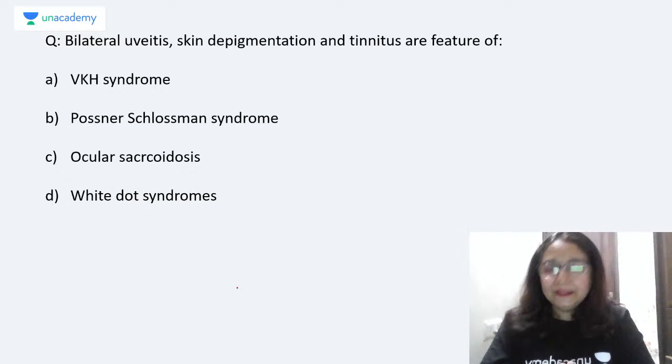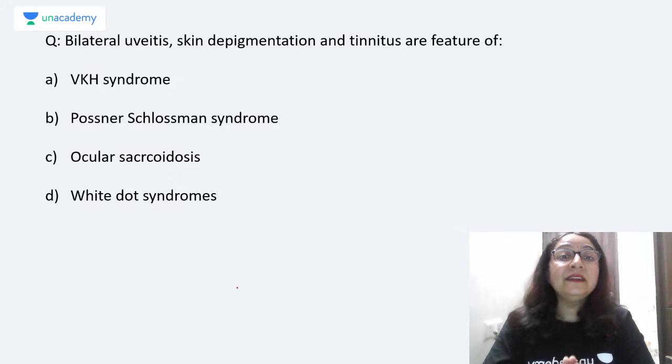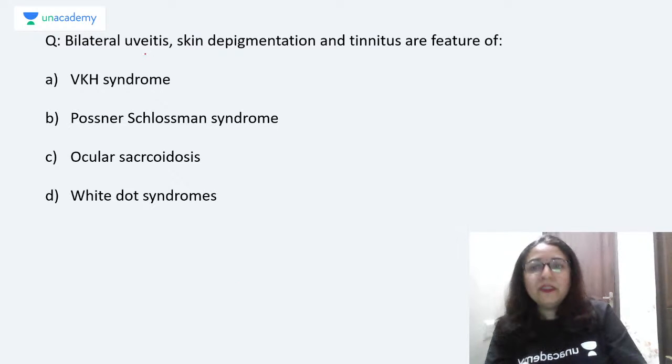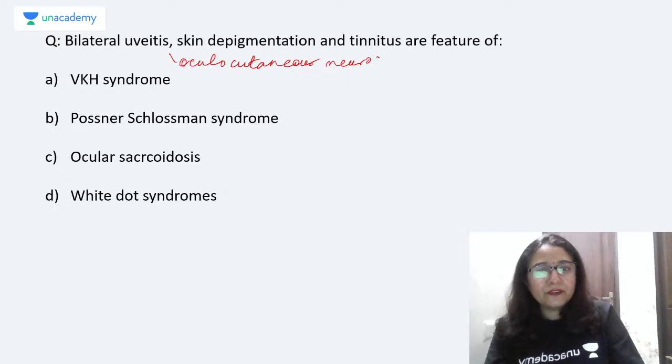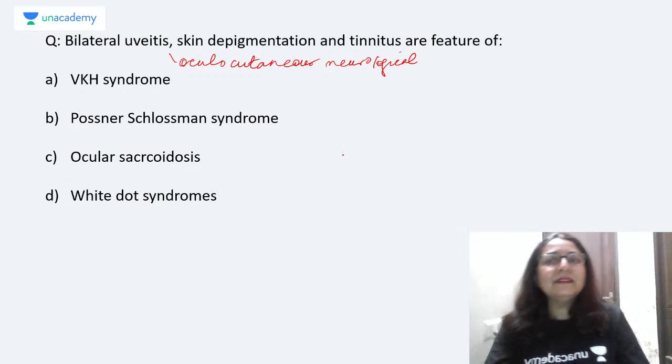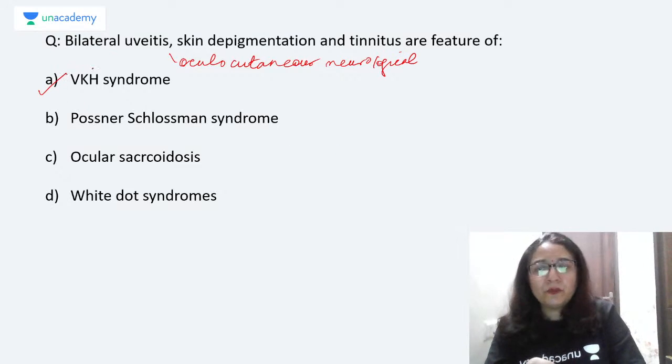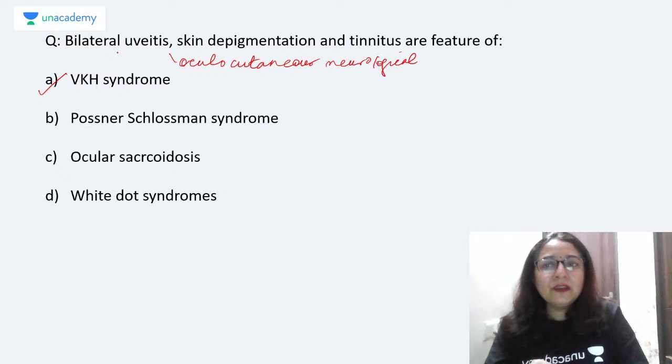Then coming to the next question: bilateral uveitis, skin depigmentation and tinnitus are features of. So we have ocular, cutaneous and neurological features. Remember this combination is seen in VKH syndrome. VKH syndrome presents with bilateral granulomatous uveitis, vitiligo, tinnitus, and even headache and meningitis-like features can be present. Posner has glaucoma, sarcoid is not associated with this, white dots are not associated with it.